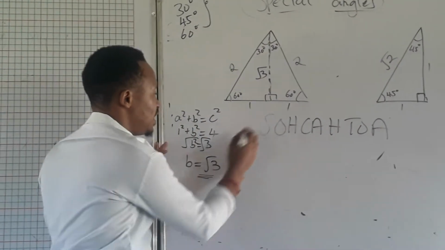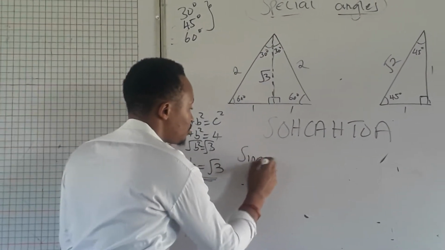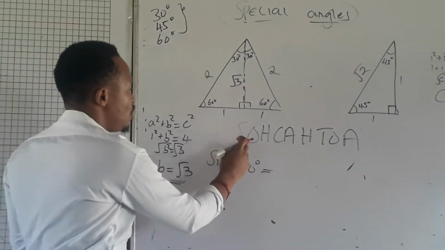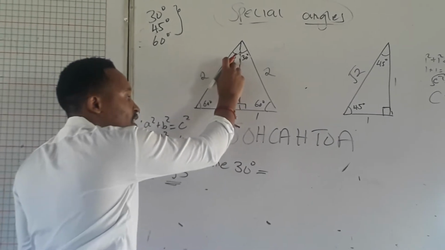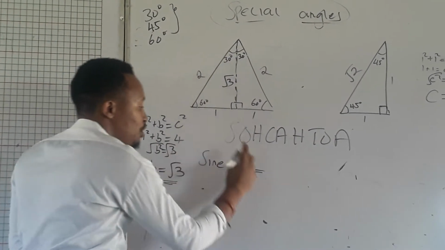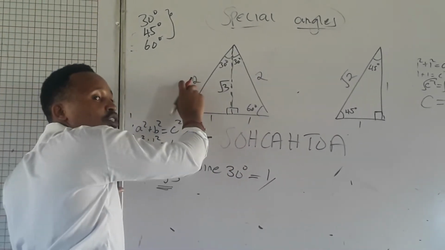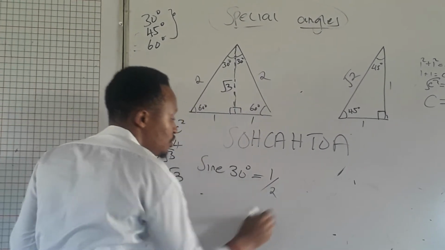We start with 30 degrees. So sine 30 degrees is equal to what? We come and look. Sine is opposite. So what is the opposite of 30? It is 1. So 1 over, the opposite over hypotenuse. The hypotenuse is equal to 2. So it is 1 over 2.